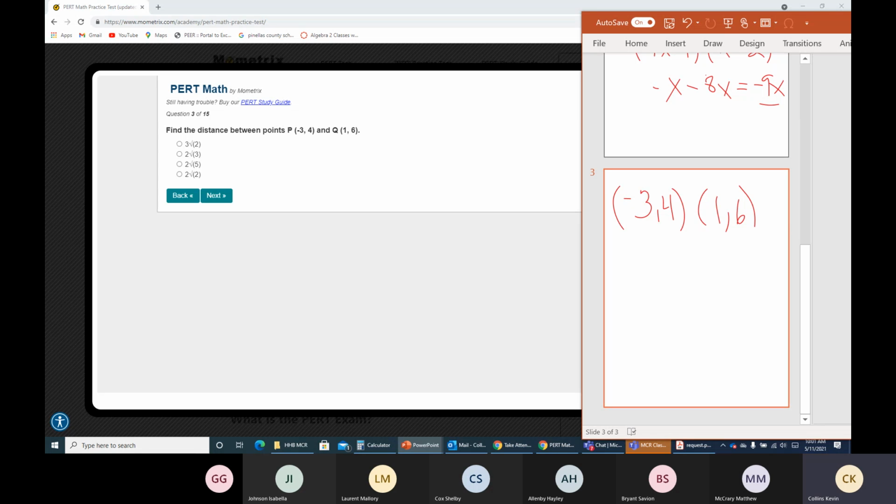Then our possible answers, since they're kind of hard to read, are 3 square root of 2, 2 square root of 3, 2 square root of 5, and finally 2 square root of 2. So that's our answers. Again, this is something we can do on our calculator as well. All right, so mess with that for a little bit, and then we'll talk.